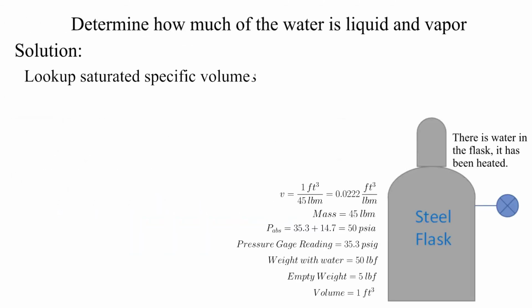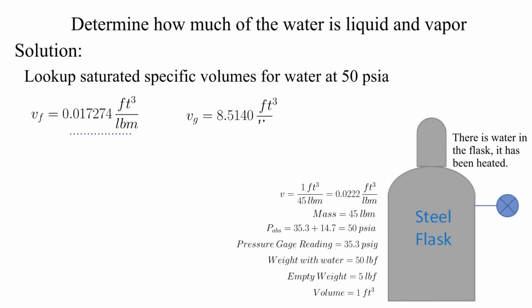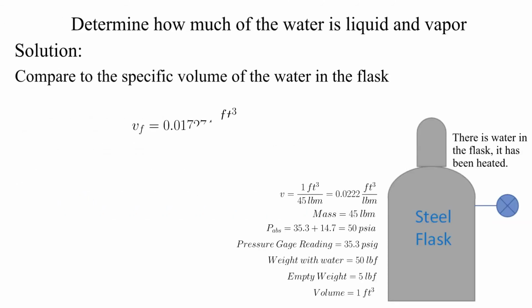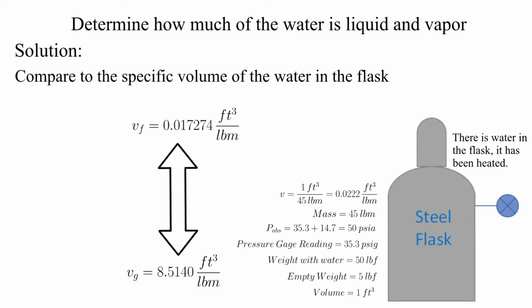Now let's look up the specific volume for saturated liquid and saturated vapor at 50 psi. We now see how the specific volume of the water in the flask compares to these values. As shown here, it falls between the specific volumes for saturated liquid and saturated vapor. This indicates that we have a saturated mixture in the flask.